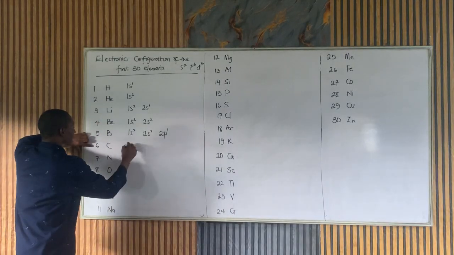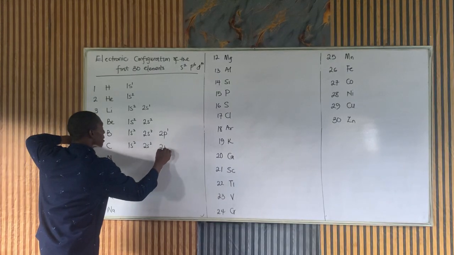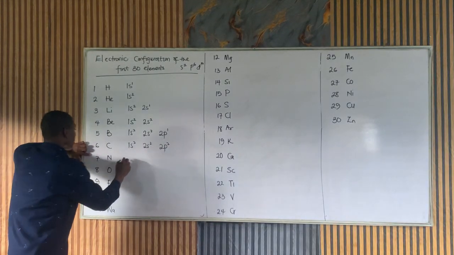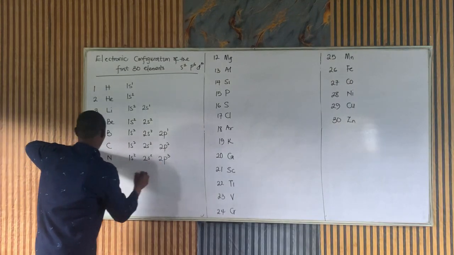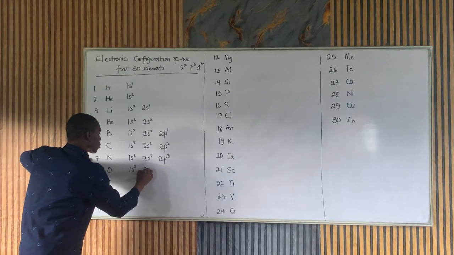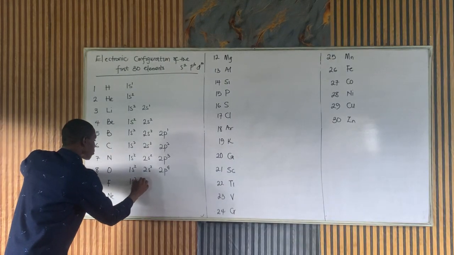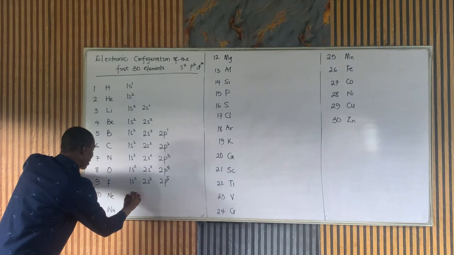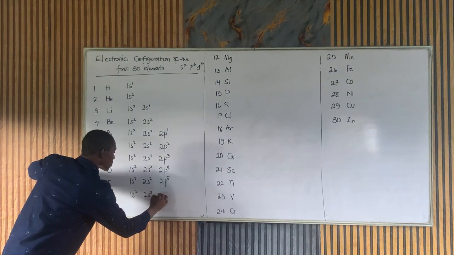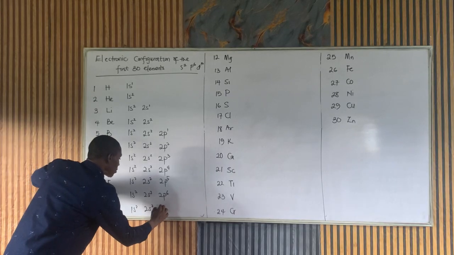So this one, carbon now, will be 1s2, 2s2, then put 2 in the p. The p could take 6, so we are still going 1s2, 2s2, and 2p3. The next one now, 1s2, 2s2, and 2p4. This will be 1s2, 2s2, and 2p5. This will be 1s2, 2s2, and 2p6. And this will be 1s2, 2s2, 2p6.